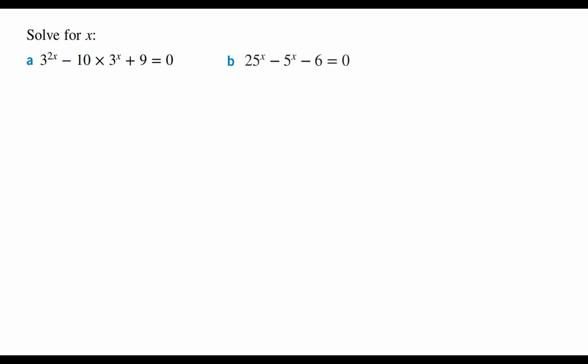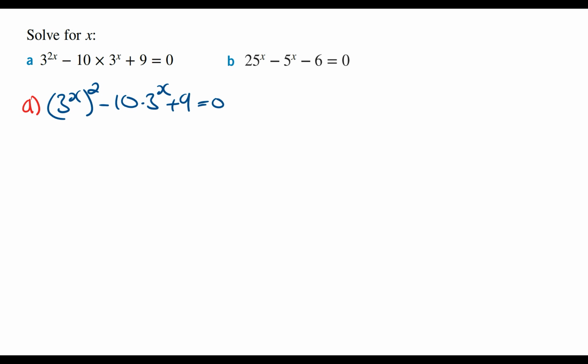marks for you. So looking at part A, we've got 3 to the 2x minus 10 times 3 to the x plus 9 is equal to 0. Note that we have 3 to the 2x and then a 3 raised by the power of x. Using the basic index laws, we can rewrite this as (3^x)^2 minus 10 times 3 to the x plus 9 is equal to 0.